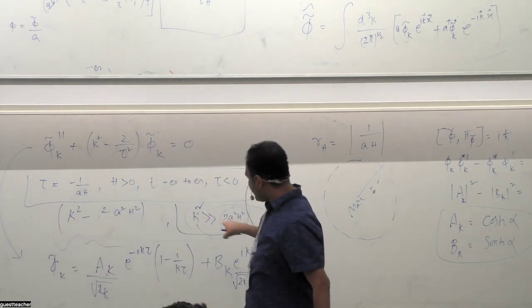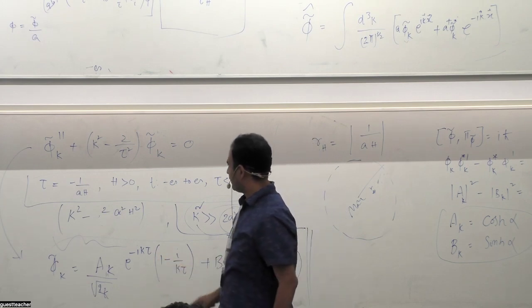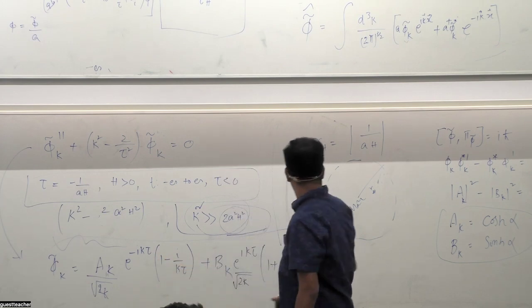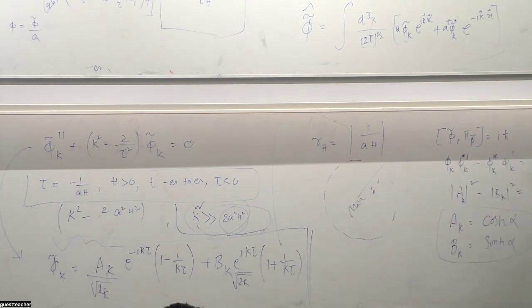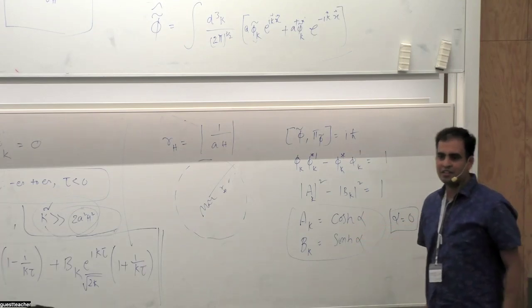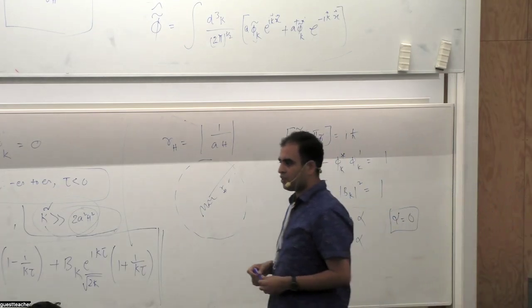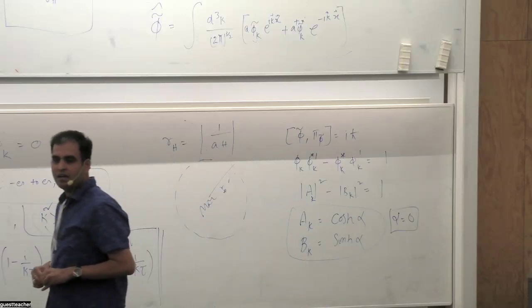Now in this limit, because you impose a condition that you have to match with the Minkowski vacuum, this tells you that you should choose alpha equal to 0. If alpha is non-zero, it is in general called the alpha vacuum, and alpha equal to 0 is a choice called the Bunch-Davies vacuum.